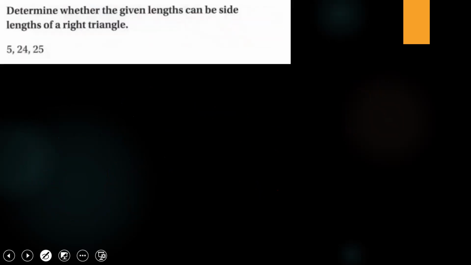Let's now see this one. Here in this one, you have to determine whether the given lengths can be the side lengths of a right triangle or not. Here we have 5, 24, and 25. Let's draw now the right triangle here. This is the greatest number, so it will be the length of the longest side. This will be 24, and this will be 5. Now they asked me if these given lengths are the lengths of a right triangle.